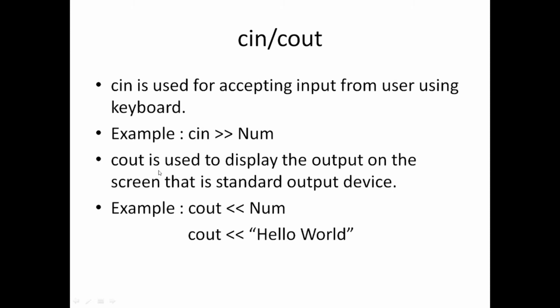Then cout is used to display the output on the screen. That means if you want to display output, or display a message, or display the value of a variable on the standard output device, that is your monitor or screen, then you have to use cout. In cout, the double less than operator is used, followed by the variable name. Suppose you write cout double less than num, then it will print the value of the variable num.